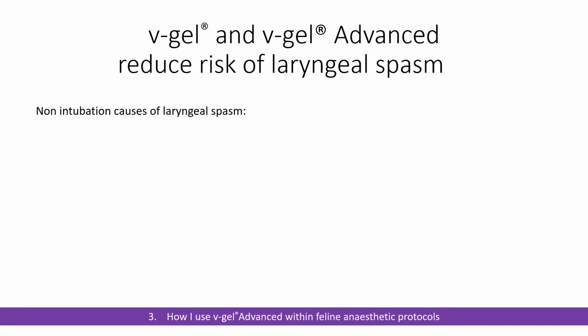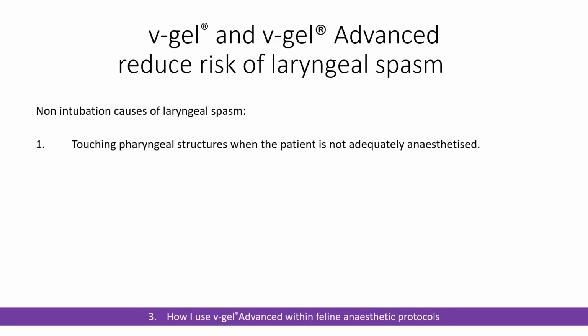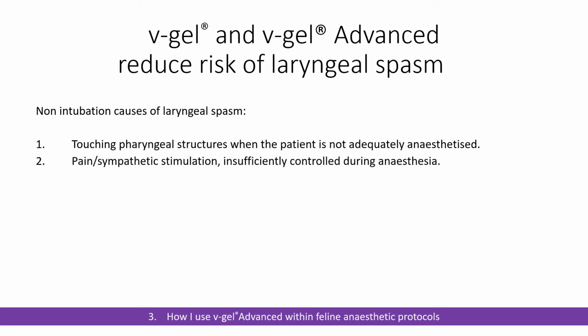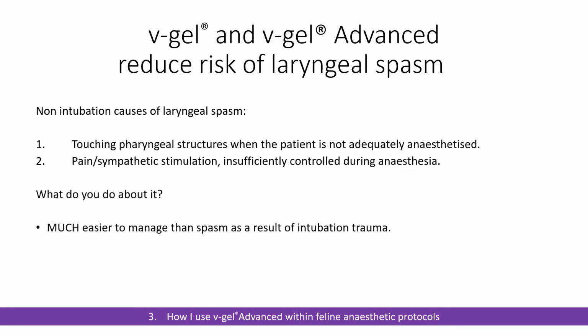When we're thinking about those non-intubation causes of laryngeal spasm, so causes that you might potentially see during a V-gel advanced anaesthesia: if you touch pharyngeal structures when the patient is not adequately anaesthetised, you can see a laryngeal spasm, whatever airway device you're using. If you have a patient that's inadequately anaesthetised and you cause pain or sympathetic stimulation during that anaesthetic, you could see a laryngeal spasm. What do you do about it?